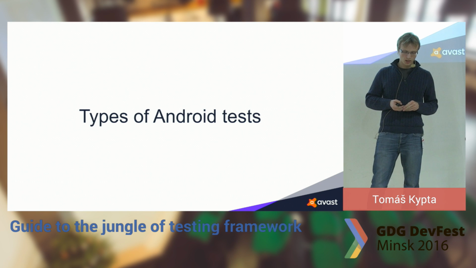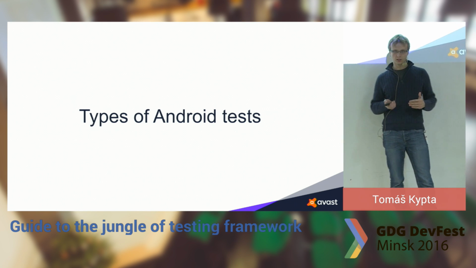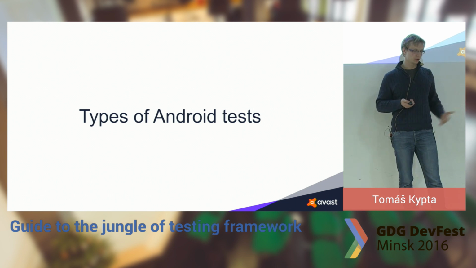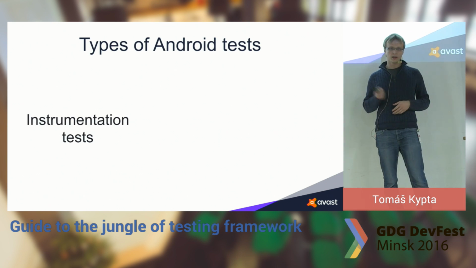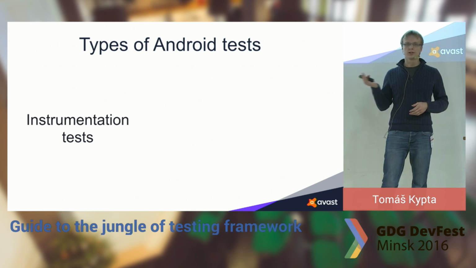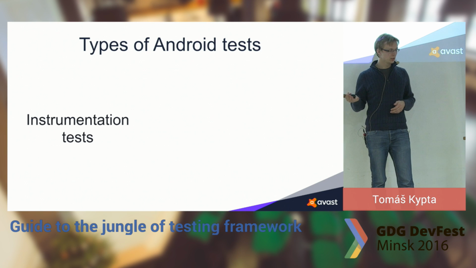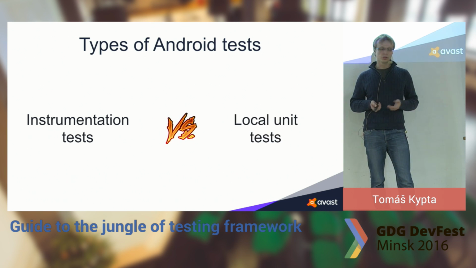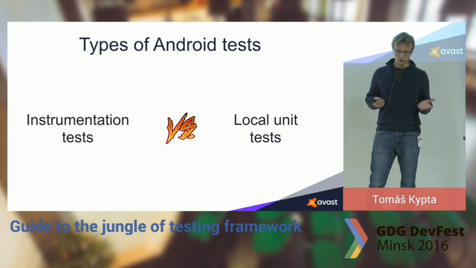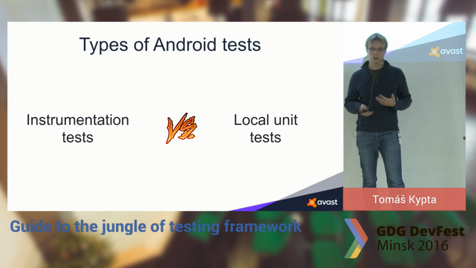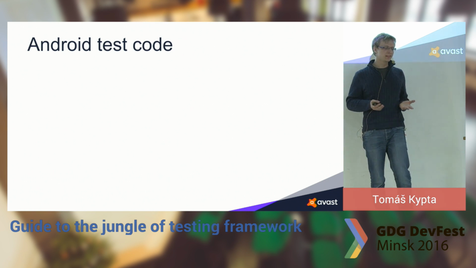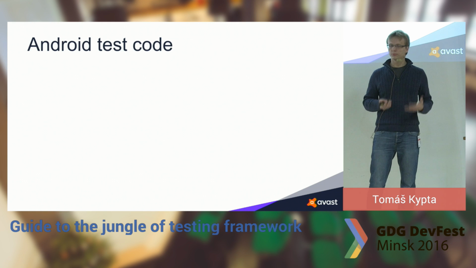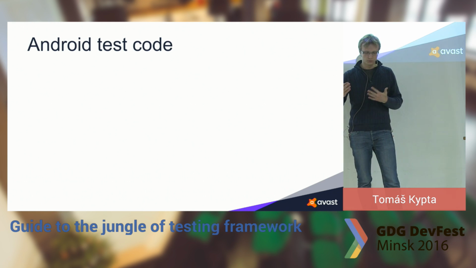But first, I need to classify what the libraries and frameworks are like. There are two main types of unit tests for Android. There are instrumentation tests, which run on the device or an emulator, and there are local unit tests, which run on your machine and are quicker.